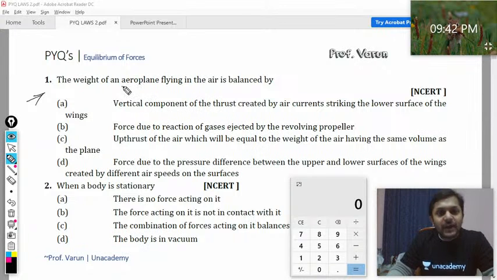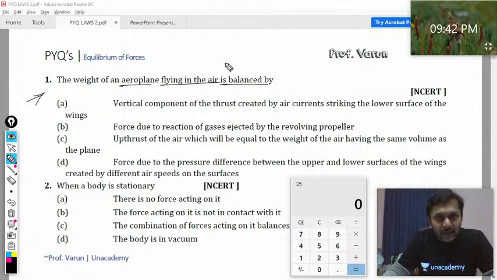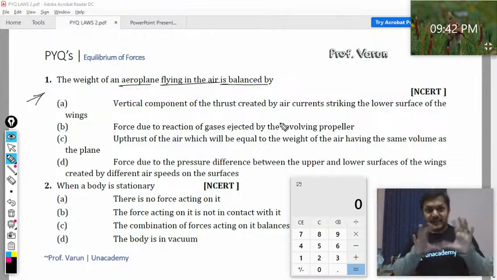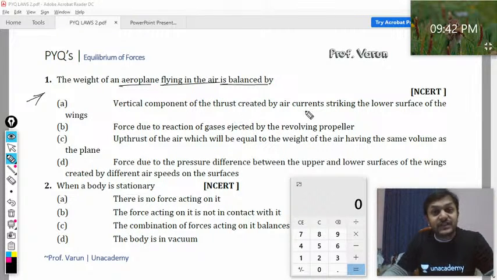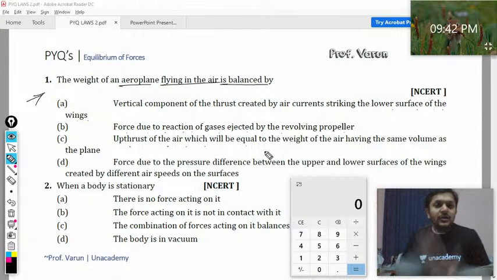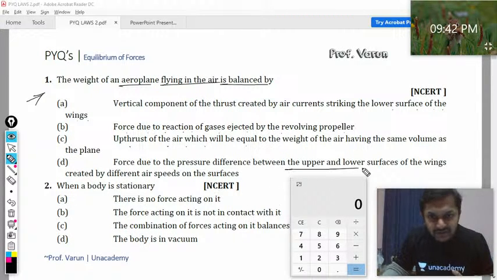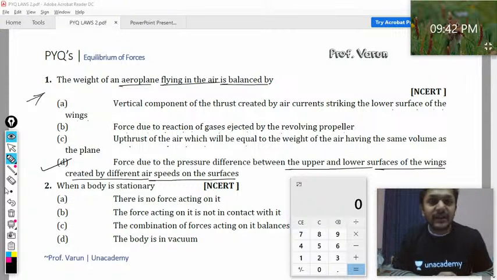The weight of an aeroplane flying in the air is balanced by. Well, now this is having a little bit of fluid mechanics involved within it. The vertical component of the thrust created by air current striking the lower surface of the wings. Force due to the reaction of gases ejected by revolving propeller. Upthrust of the air, which will be equal to the weight of the air having the same volume as that of plane. Force due to the pressure difference between the upper and the lower surfaces of the wing created by the different airspeed. Well, specifically for this, the answer is D.